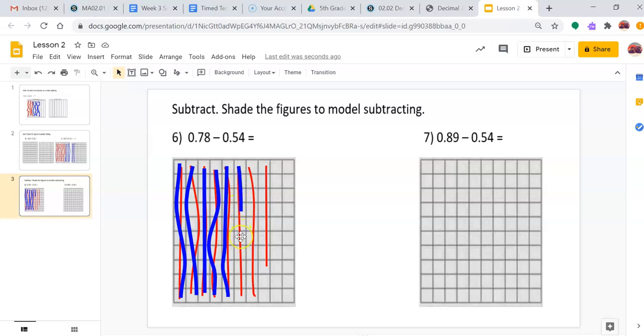So I'm going to count. I have 1, 2, 3, 4, 5, 6, 7, 8, 9, 10, 11, 12, 13, 14, 15, 16, 17, 18, 19, 20, 21, 22, 23. I messed up. 1, 2, 3, 4, 5, 6, 7, 8, 9, 10, 11, 12, 13, 14, 15, 16, 17, 18, 19, 20, 21, 24. That's why.